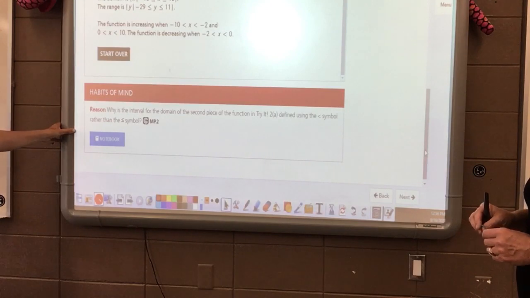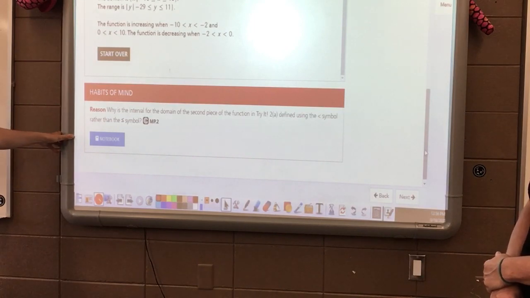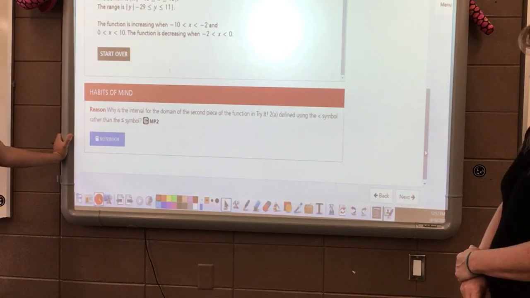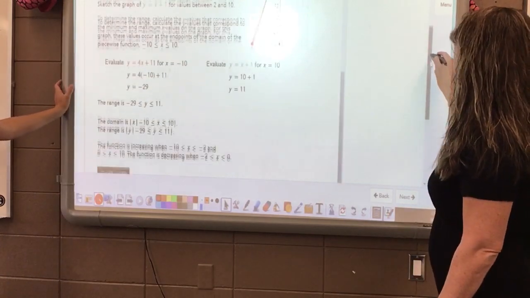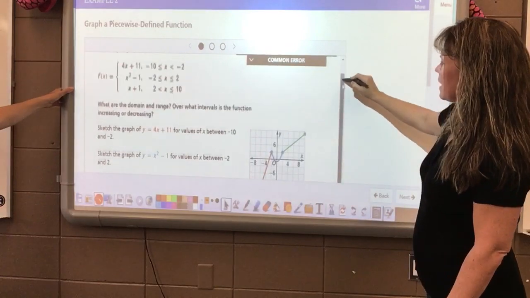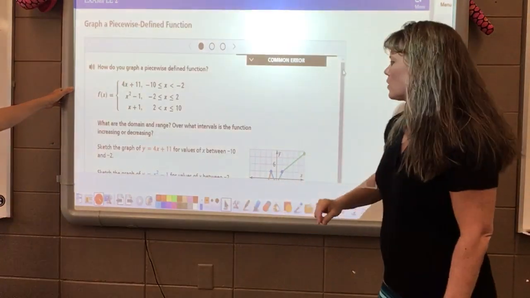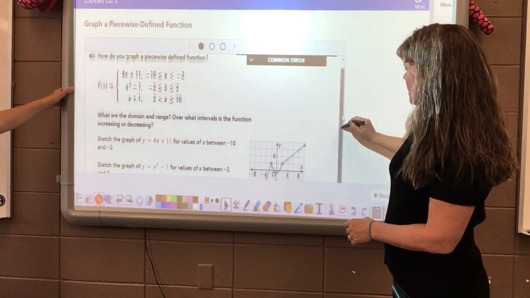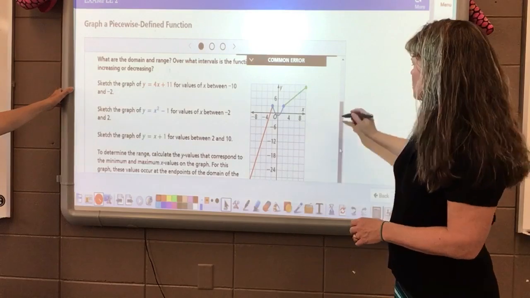Why is the interval for the domain of the second piece of the function in the triad, 2a, defined using a less than or greater than symbol rather than a less than or equal to symbol? Oh, this is a good point that might slip past you if you're not careful, but functions, remember, for something to be defined as a function, it can only have one y value for any given x value.